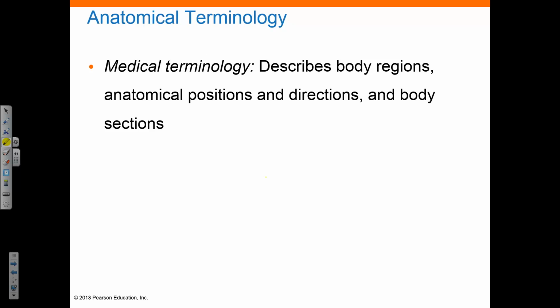When communicating about the human body, it is important to use the correct terminology. Medical terminology refers to terms that describe body regions, anatomical positions and directions, as well as body sections. This language is important in the medical community as it allows for effective and accurate communication regarding the human body.